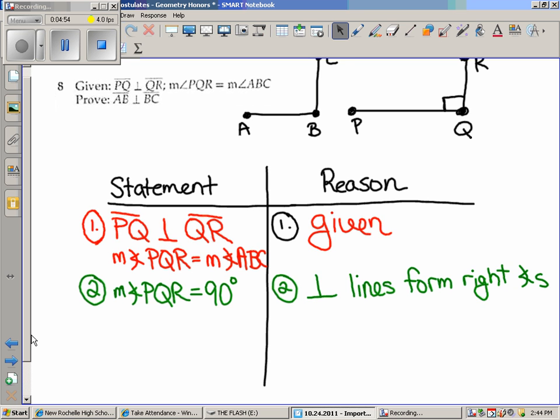I would say, in number 3, I'd almost use, I don't know, what are you guys thinking, Mike? Sure, 90 degrees equals the measure of angle ABC by substitution. That makes total sense.